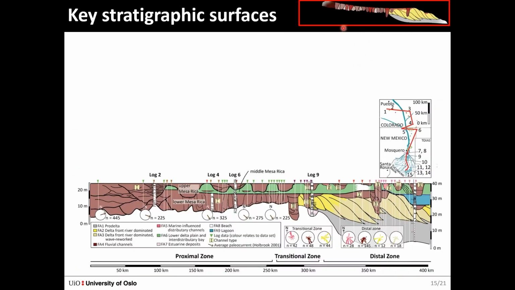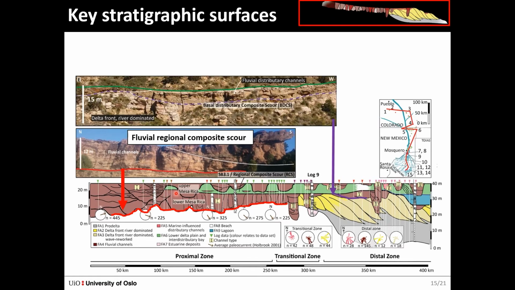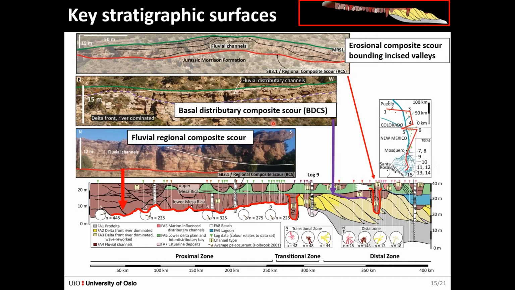Okay, so we then can look at the complete profile. Here in brown again, the fluvial sandstones and how they are replaced basically by delta front sandstone. And if we then talk about surfaces, this regional surface below the fluvial channel deposits in the proximal zone would be the candidate for the sequence boundary back in the days. Then we have that surface below the distributary channel deposits that we named the basal distributary composite scour, and then the erosional composite scour bounding the incised valleys.